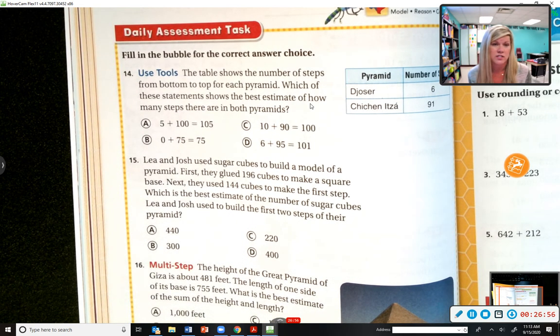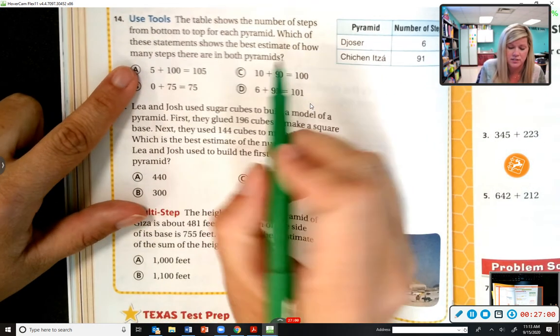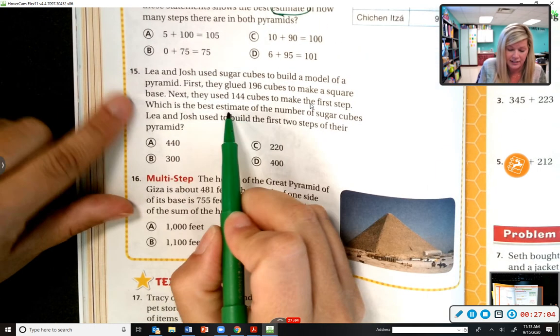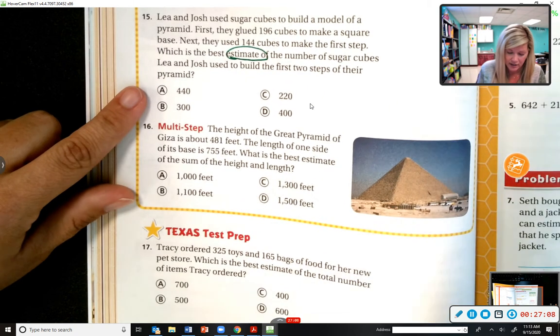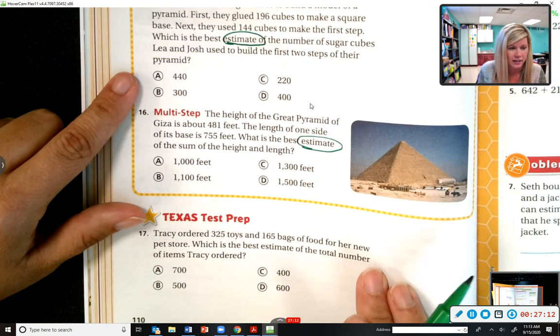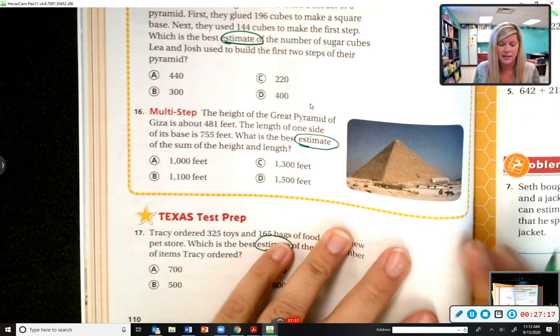Now, I want you to notice as you're reading through these word problems, the words that you see in the questions. So let's look at 14. It says, which of these statements shows the best estimate? Again, we see estimate. Every time we see that word, you should be thinking in your head a number that's close. And how do we estimate?